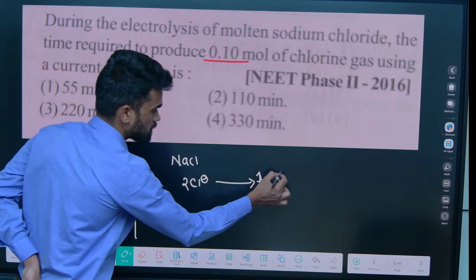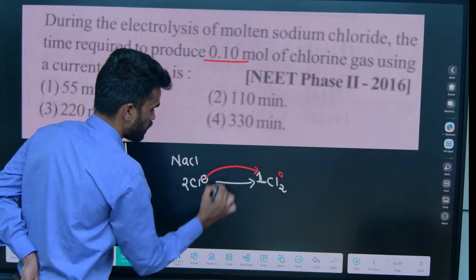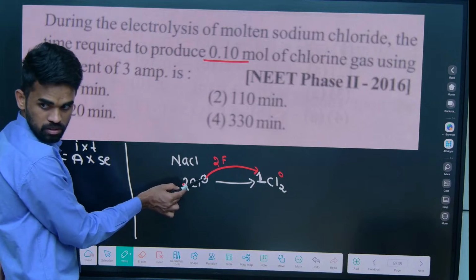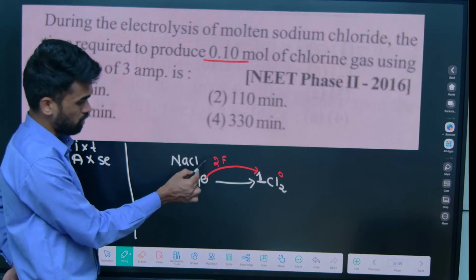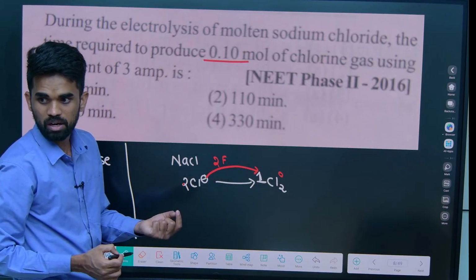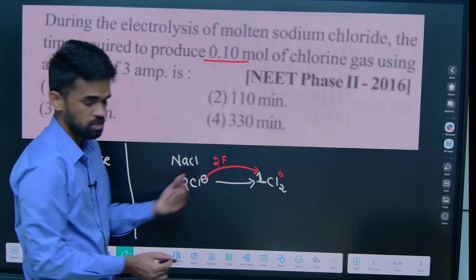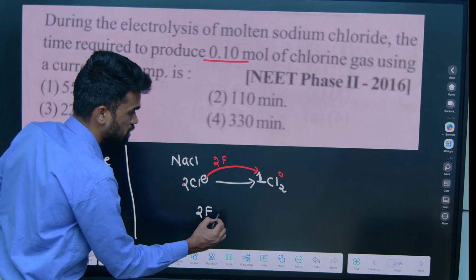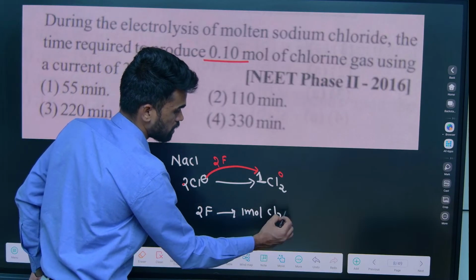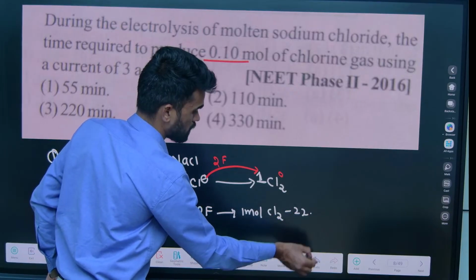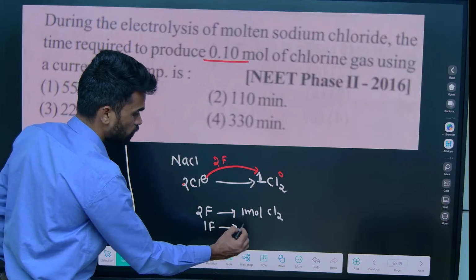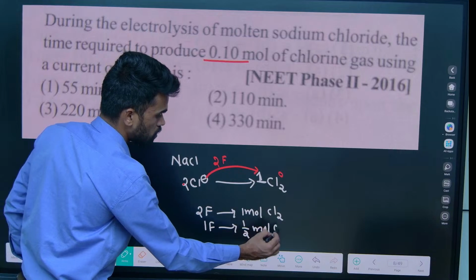Okay, so minus 1 is converting into 0. If I pass 2 Faradays, because 2 into minus 1, so minus 2 charge, this 2 charge is converting into 0. It means how many electrons are involved? 2 moles of electrons, that is 2 Faradays. So if I pass 2 Faradays of charge, I am going to get 1 mole of that substance, 1 mole of chlorine gas. That is nothing but 22.4 liters, though they are not asking about volume. Now if I only pass 1 Faraday, 1 by 2 mole Cl2.